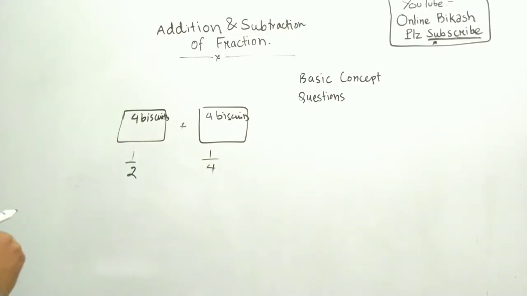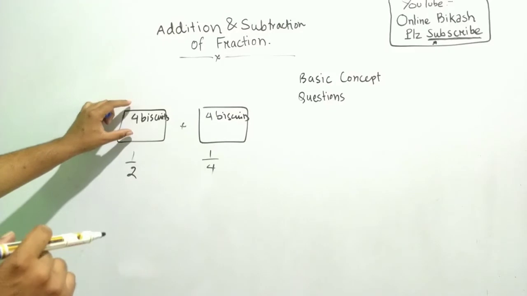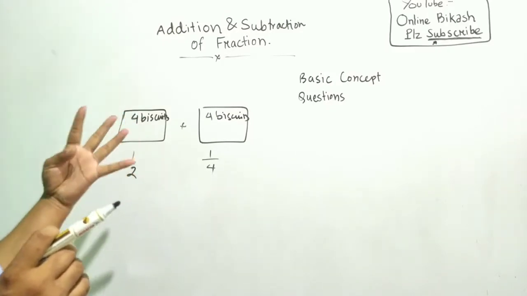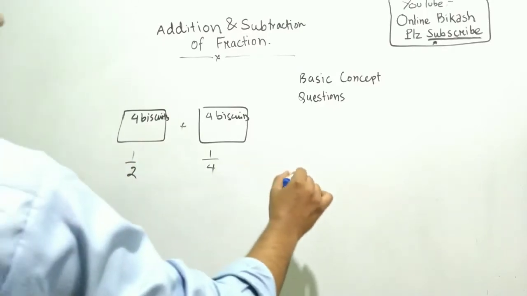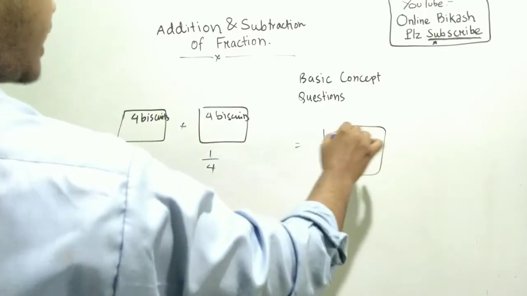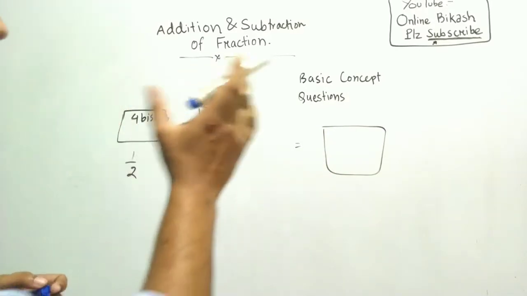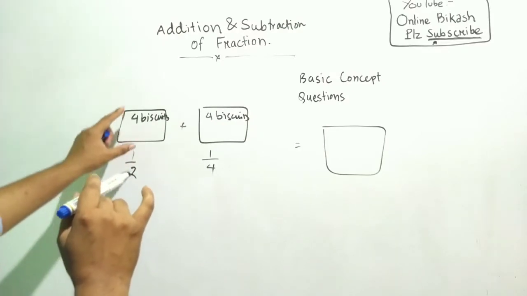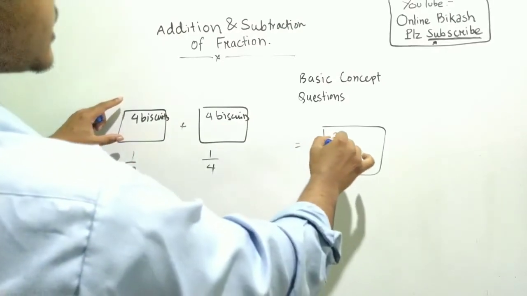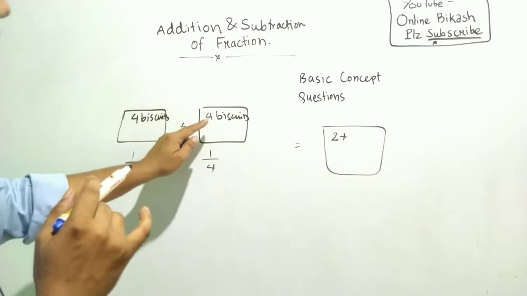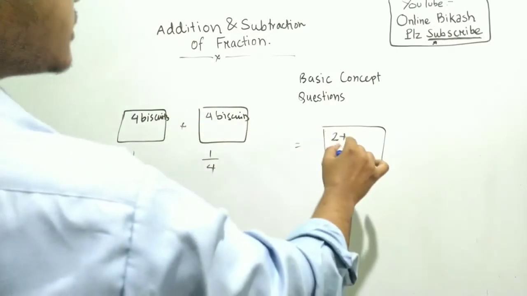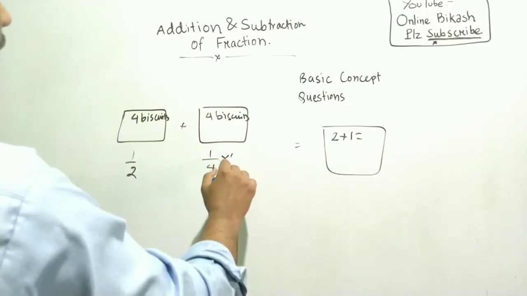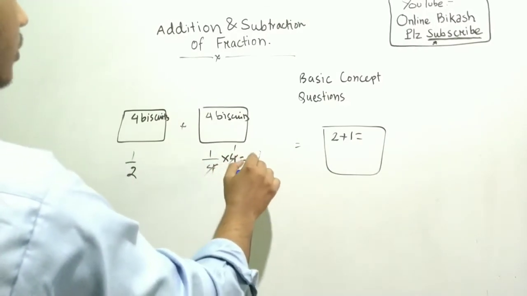What will you do? We will find the half of these 4 biscuits. So if you need half, I make another packet where we will keep all these biscuits. Half of 4 biscuits is 2 biscuits, and 1/4 of 4 biscuits is 1 biscuit. Those who are not understanding, look at this side. 1/4 of 4 biscuits is what? The 4s get cancelled, so 1.